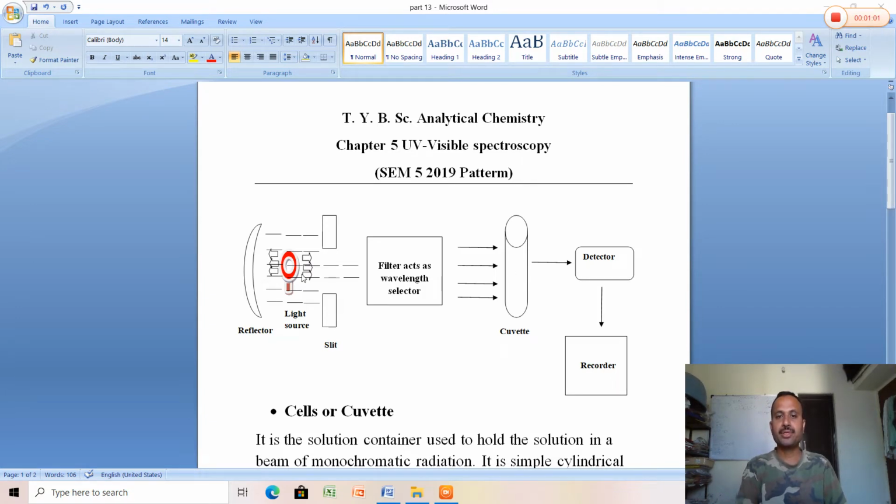Now if you see this diagram, these are the monochromatic radiations which are filtered here, and this is the path of the monochromatic light. This path of the monochromatic light is focused on this cuvette or cell. The cuvette contains the solution. After this, the light is transmitted from the cuvette or cell. That means some part of the radiation of monochromatic light is absorbed by the solution present in the cuvette or cell. So this is the most important, crucial part of any type of photometer.